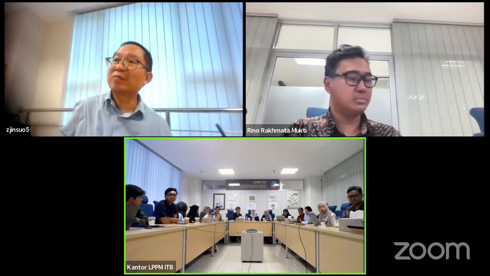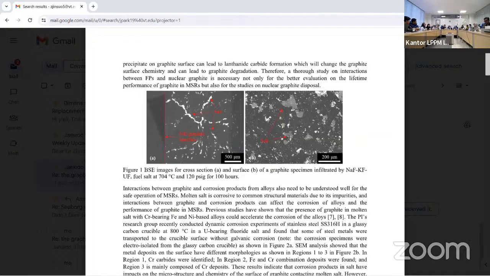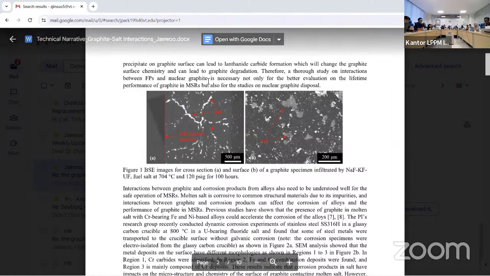Is that the question? If I'm not mistaken, the boiling point of the salt is around 1,200 degrees C, and the operating temperature of the reactor is about 700. So we have a huge gap, a huge margin, when an accident happens. It's possible. So how to control? Yeah, it's possible. I don't know the exact design. I don't know how to control that.